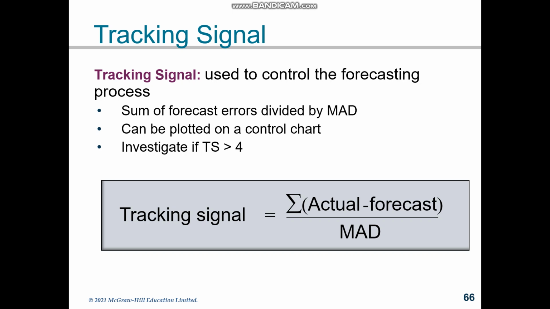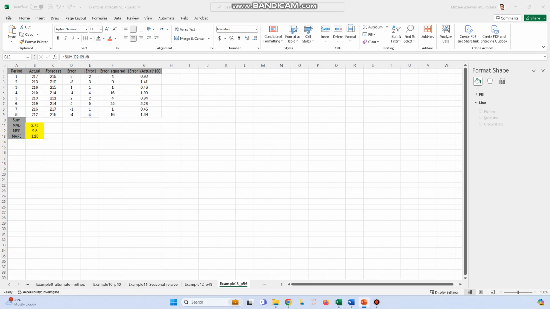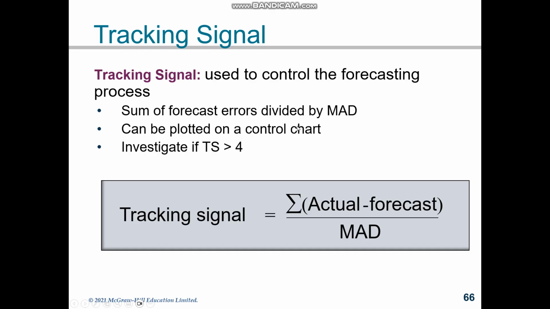Another technique that we can use for monitoring the forecast is tracking signal. This tracking signal is used to control the forecasting process and uses MAD to calculate the tracking signal. The formula for tracking signal is provided for you here. We should divide the summation of forecast error by MAD, and if this tracking signal is greater than 4, it means that we should investigate the process and take a corrective action.